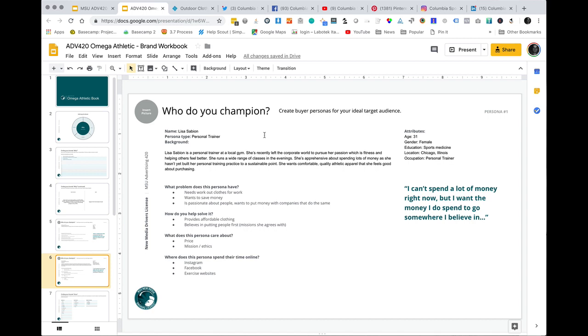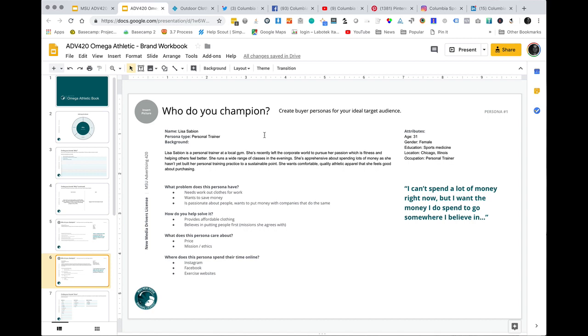So in this case, Lisa Sabin is a personal trainer at a local gym. She recently left the corporate world to pursue her passion, which is fitness and helping others feel better. She runs a wide range of classes in the evenings, but she's apprehensive about spending lots of money as she hasn't yet built her personal training practice to a sustainable point. So she wants comfortable, quality athletic apparel. She's been wearing it a lot.